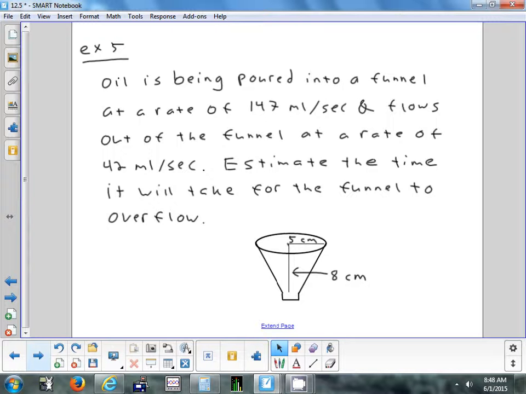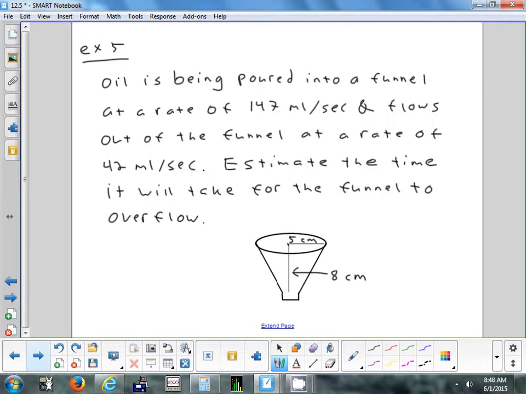So in other words, if you just keep pouring at this rate, as you're pouring, it's going to keep emptying, but it's not emptying out as fast as you're pouring it in. I want to know how long it is going to take before the funnel fills up and then overflows. You have to do some conversions.